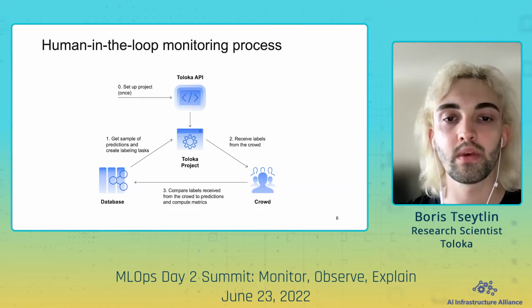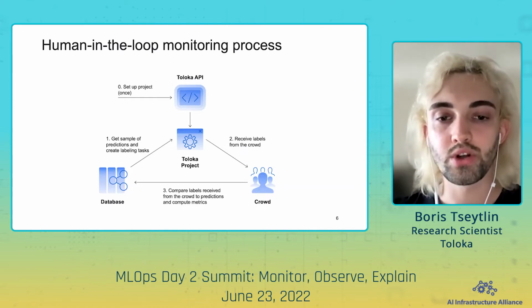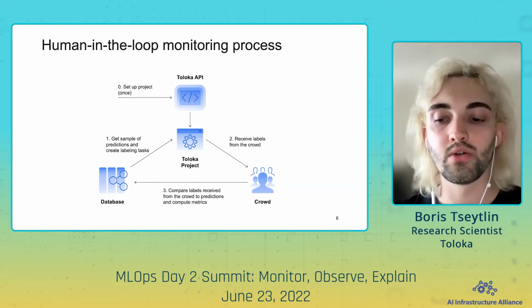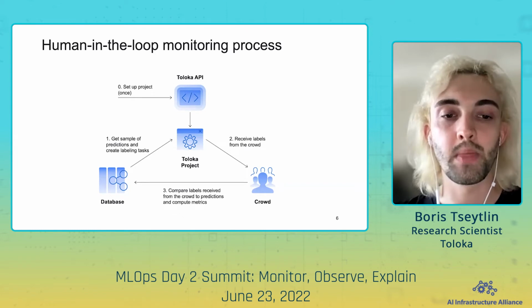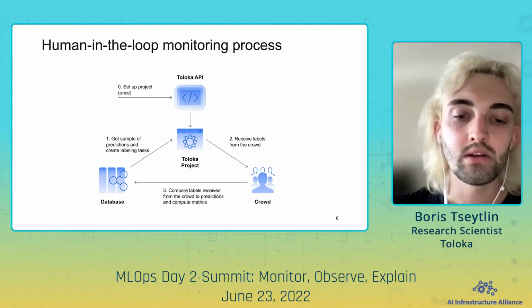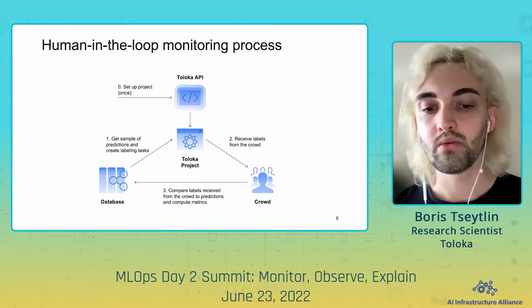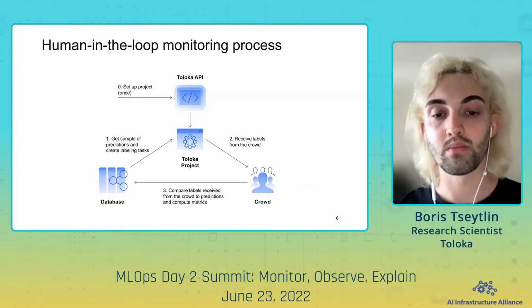What you do with Toloka as an example: first you set up a data labeling project in Toloka. Then when you want to monitor the model and compute some metrics, you take the predictions from your database and the images, and you send them to a crowd of people to label. Then you can compare the labels from people with the labels from your model. In this case, you have the ground truth and you can compute the metrics.